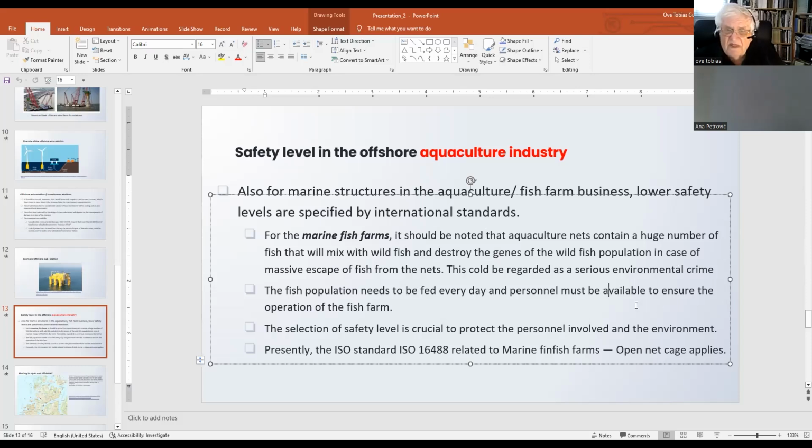So there must be people available to ensure the operation of the fish farm. And if the fish farm is out in the open in large waves, as there is a tendency to in Norway these days, we should absolutely ensure that there's no collapse of the fish farm. So the selection of the safety level is crucial. Okay, and I refer to an ISO standard here as well. This is the map I refer to.